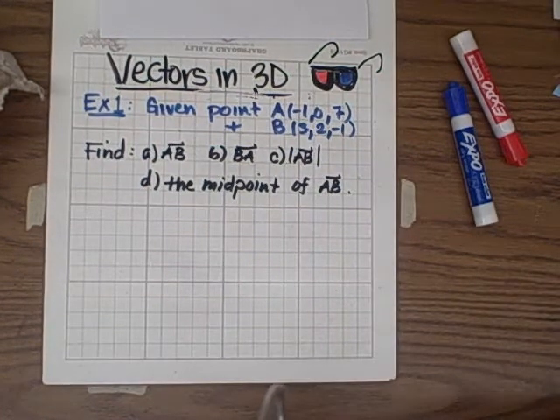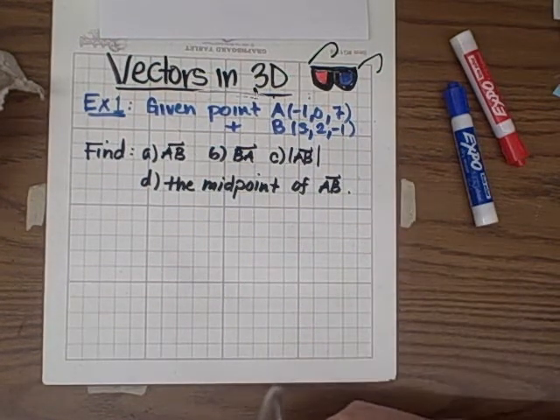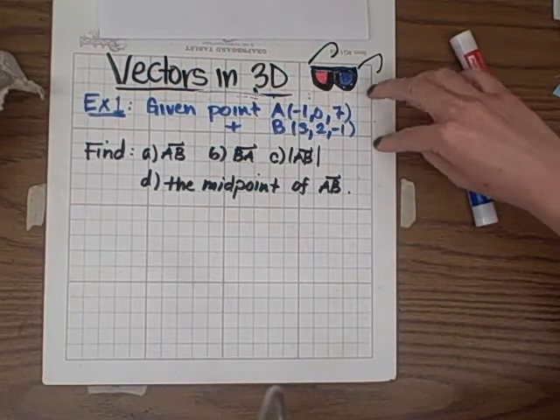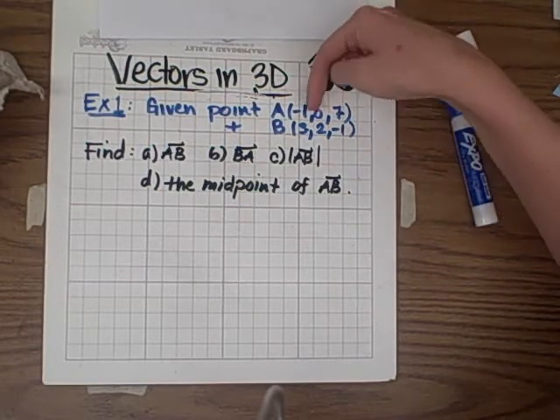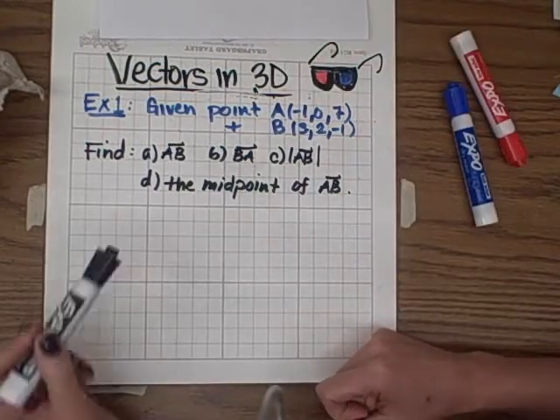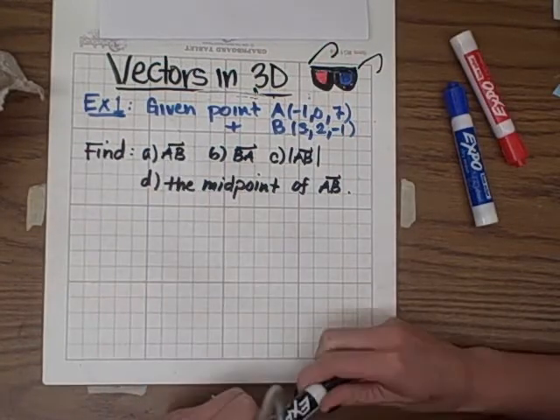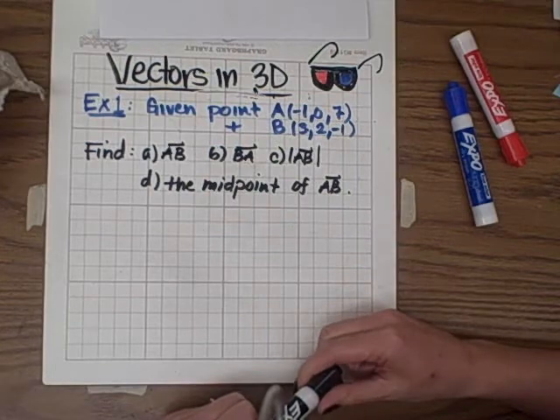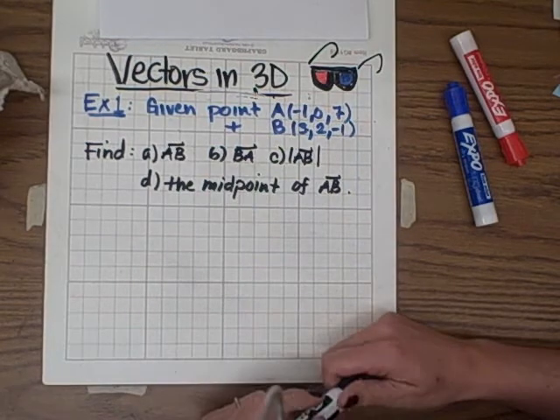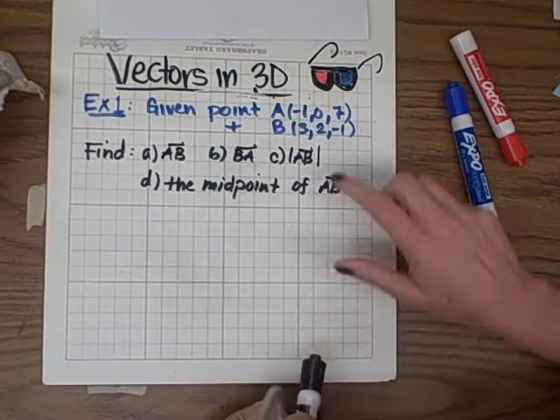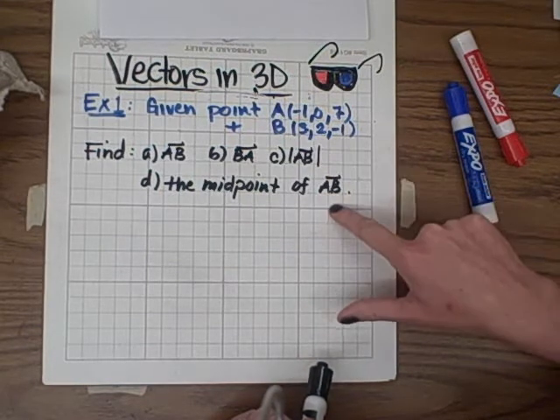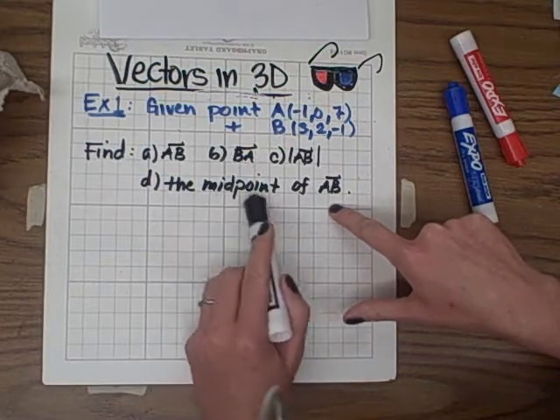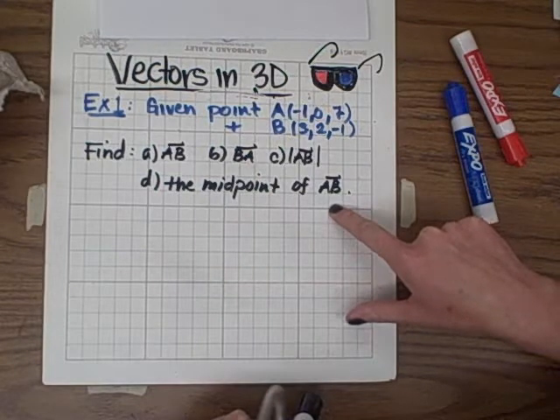All right, here's an example that deals with vectors in 3 dimensions. I'm given 2 points, A and B, and we're working in 3 dimensions, so we have x, y, and z coordinates. And we want to find AB, the vector that starts at A and goes to B. We want to find vector BA, the vector that starts from B and goes to A. We want to find the magnitude of that vector. And we also want to find the coordinates of the midpoint of vector AB.